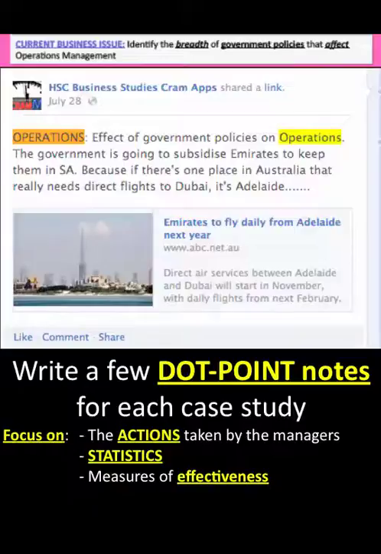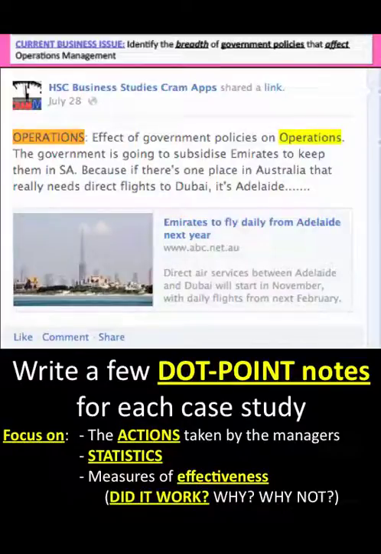And the last thing would be to look at measures of effectiveness. So did it work? Why did it work? Why didn't it work? And what were the measures of effectiveness? So if you're looking at how a business dealt with human resources issues, what are the measures of effectiveness there? If you're talking about dealing with government policies, how do you know whether it's actually been effective? You might use things like, their profits have increased, or their sales, or their market share, right? You look at different measures of success and focus on those.